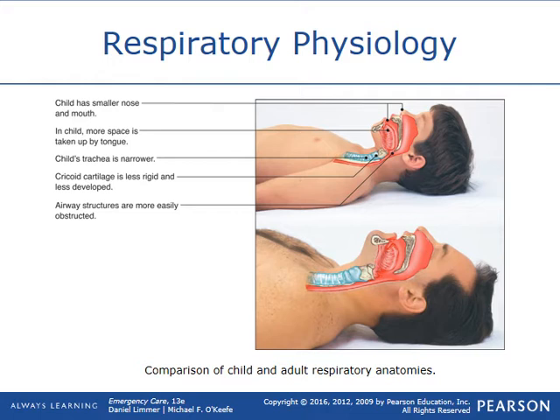Let's talk about some respiratory physiology as it relates to children and adults. So children are going to have a smaller nose and a smaller mouth, and the tongue is going to take up more space proportionally in the airway. Also, you need to consider that the child's trachea is going to be more narrow, and the cricoid cartilage is less rigid and much less developed. So given all these circumstances, keep in mind that airway structures for kids are going to be much more easily obstructed than in adults.